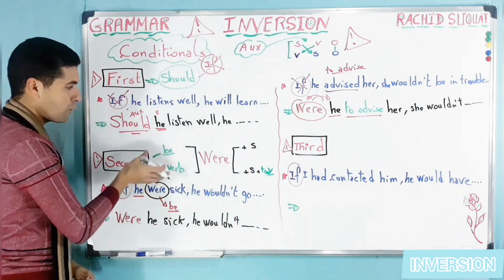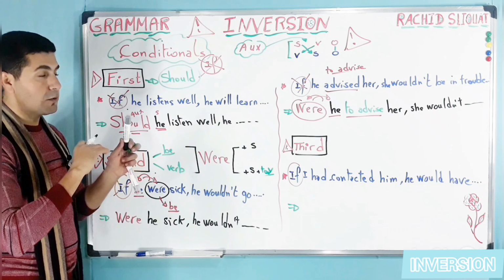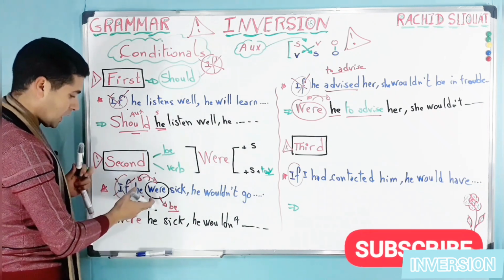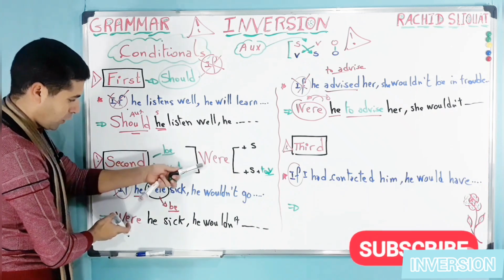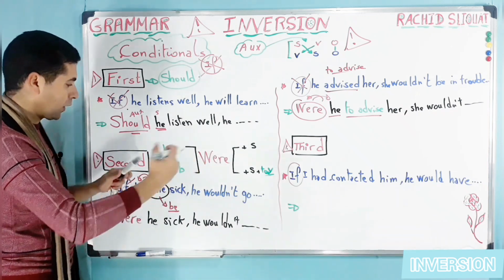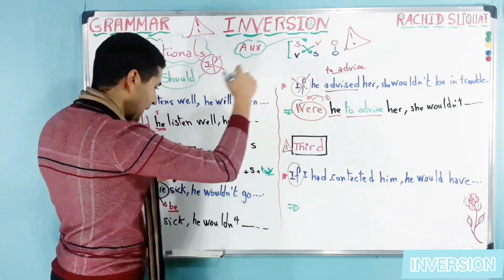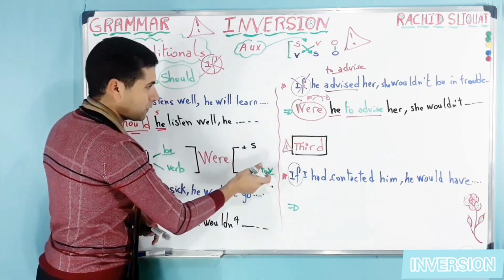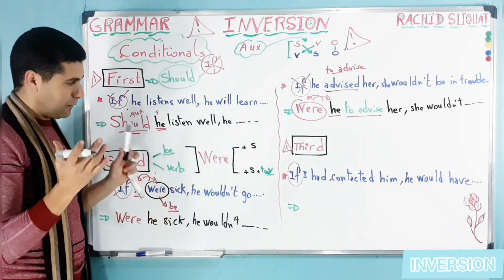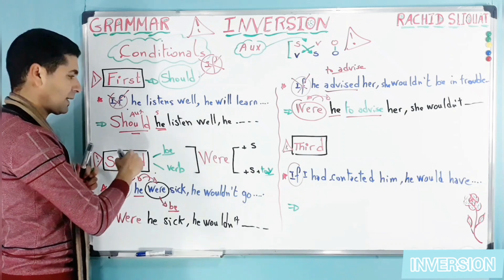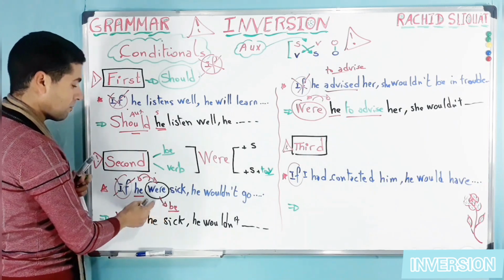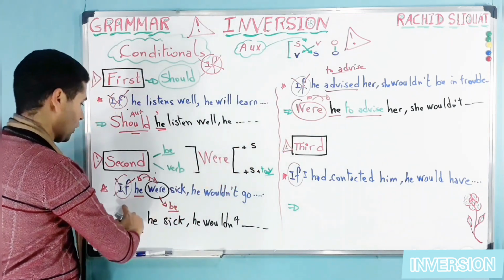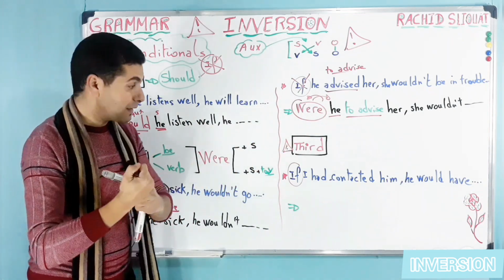So this is the form of inversion with the second conditional. Either with the verb be, like here, were plus subject, as you can see, or if we have another verb, for example here, we use were plus subject plus to plus verb. This is very important to remember. So for the second conditional, we can have either the verb be or another verb. In both cases we use were. All right, now let's go to conditional type 3.